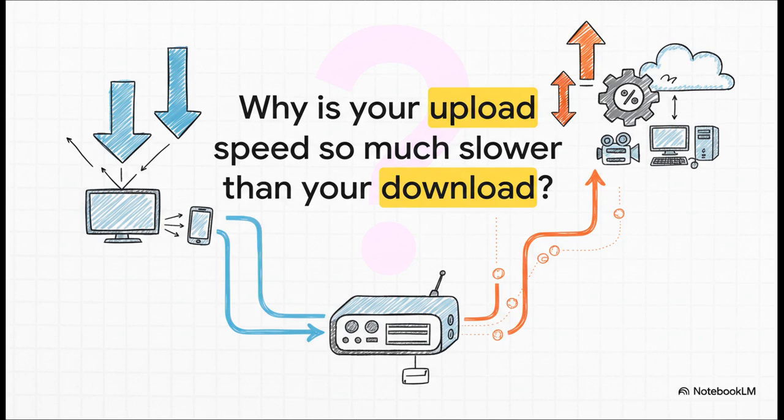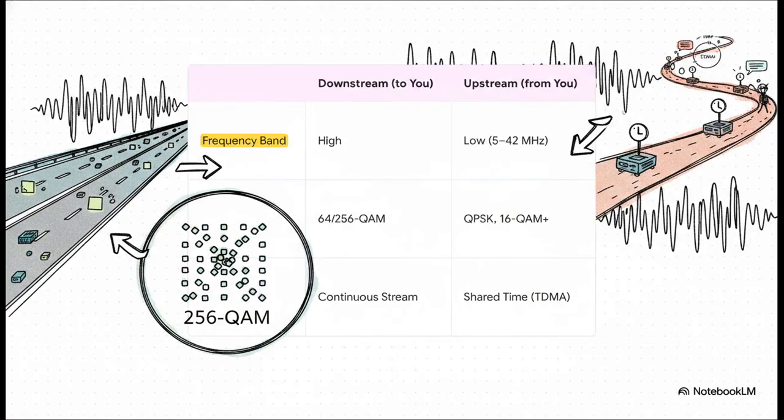Well, the answer is all in how the CMTS is designed to handle that upstream traffic. And it's really a relic, a holdover from a time when these cable networks were built for one thing and one thing only, delivering TV to you. Okay, I know this table looks a little technical, but don't worry, the main idea is actually really simple. Just think of it like this.